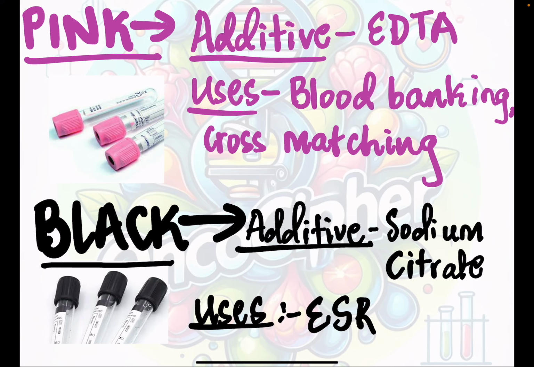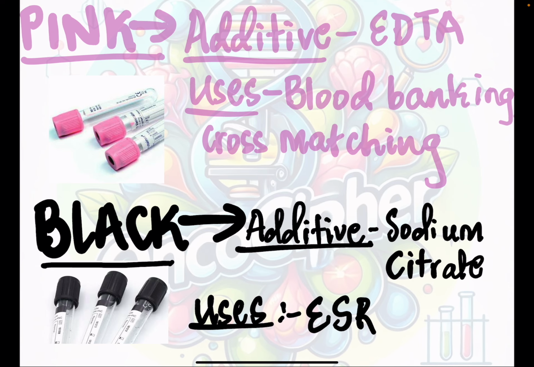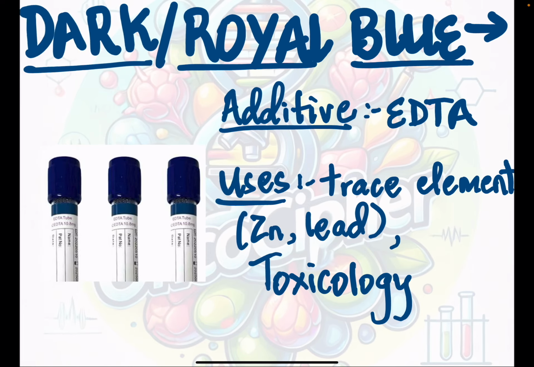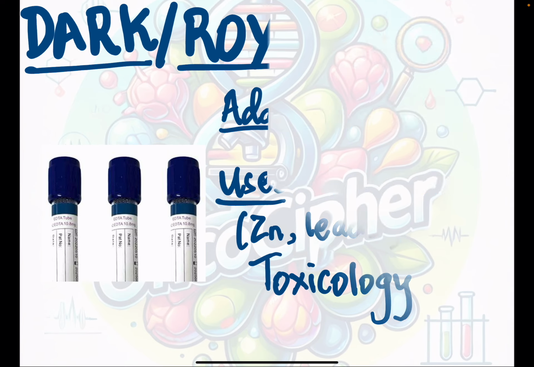That is the pink colored bulb, in which the additive is EDTA and it is used in cross matching in blood banking. The black colored bulb, in which the additive is sodium citrate, is used for ESR testing. Then there is the dark blue or the royal blue colored bulb, which has EDTA as its additive and it is used for diagnosing trace elements such as zinc, lead, and in toxicology.